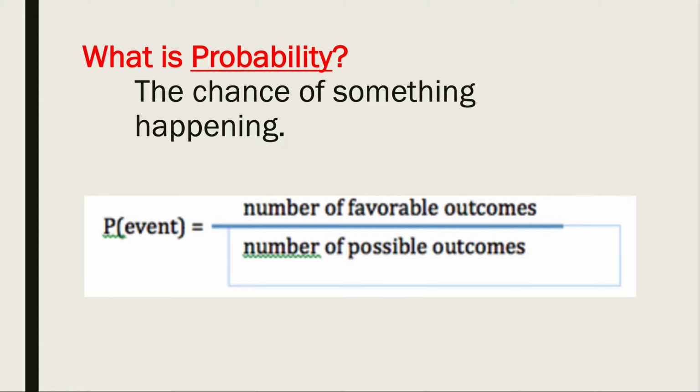The formula that we're going to use to calculate probability is the number of favorable outcomes divided by the number of possible outcomes. When we talk about the number of favorable outcomes, what we're really referring to are the outcomes that match the criteria that we're asked about. So these are the outcomes that we want. And then the number of possible outcomes will be the total number of outcomes in the sample space.